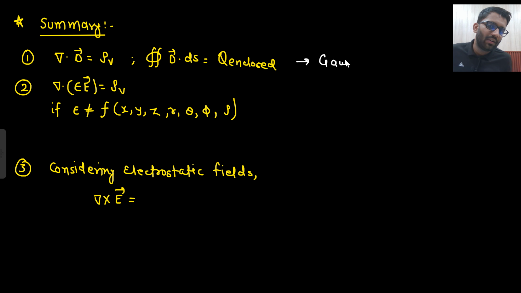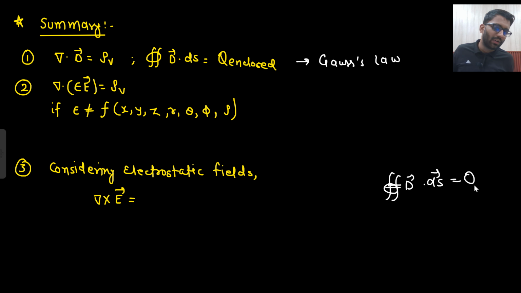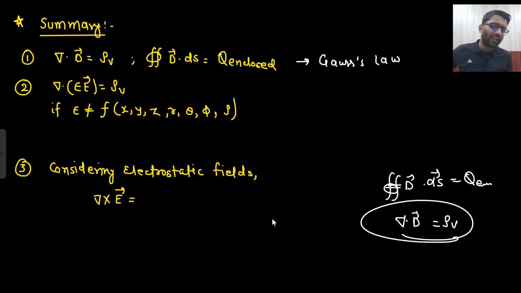How will you remember it? One thing I know is that whatever the total flux is, that is equal to Q enclosed. So what will be the total flux? Flux density dot dS, and that will be equal to Q enclosed. And how can I write it? Del dot D dV, and Q enclosed as rho_v dV. So from there I get this: del dot D is equal to rho_v. Eventually people will remember this formula, but they will forget this. So how will you remember this? I have told you: flux is equal to Q enclosed. So what is flux?